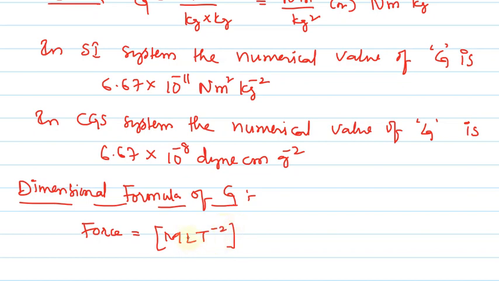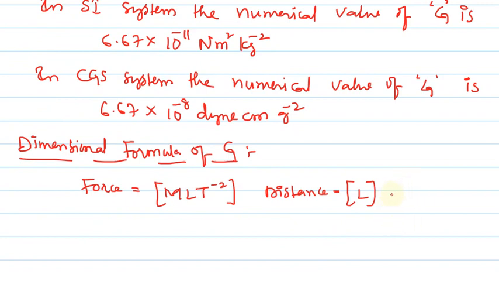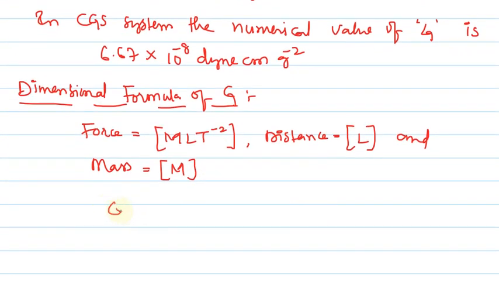So this is the dimensional formula for force, and the dimensional formula for distance is length. The fundamental quantity is length. And the dimensional formula for mass is M. So now we can write the dimensional formula for universal gravitational constant G.